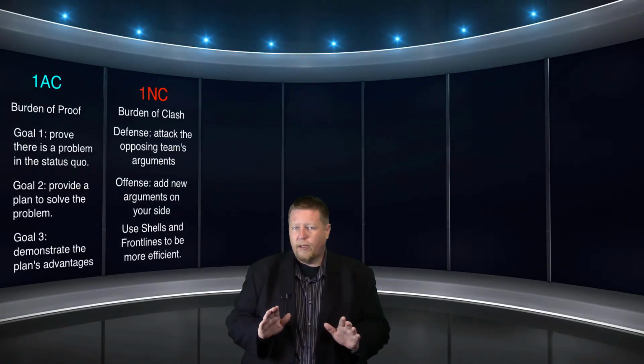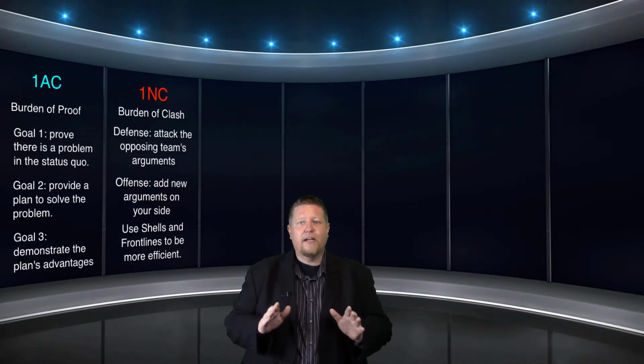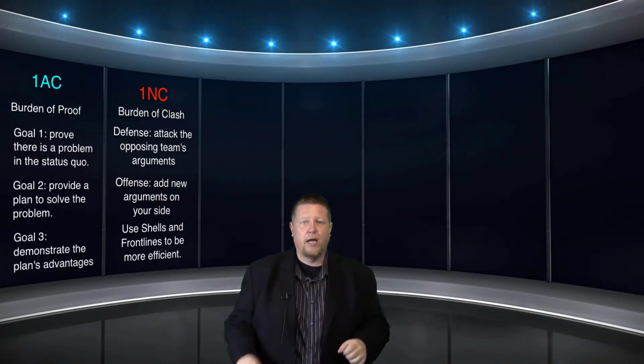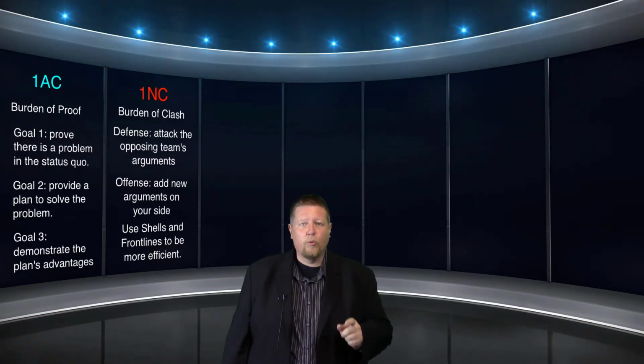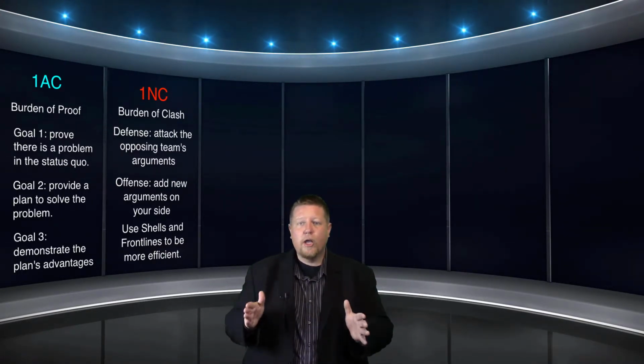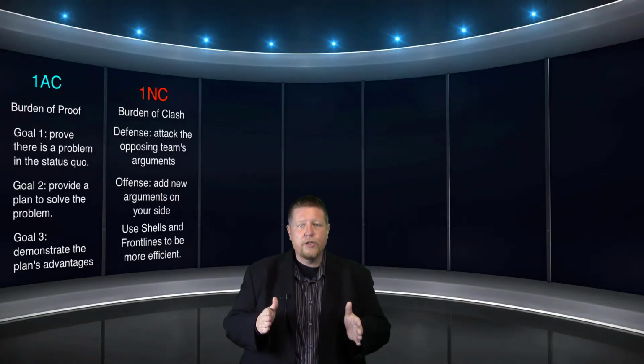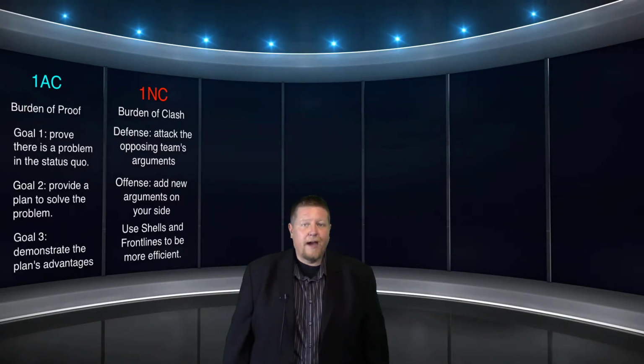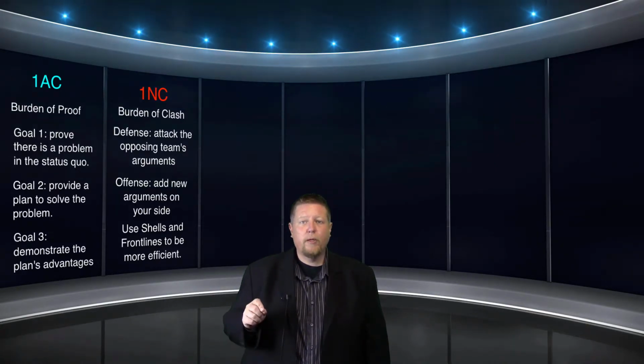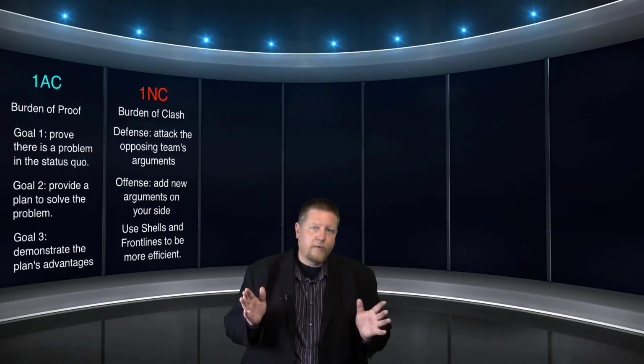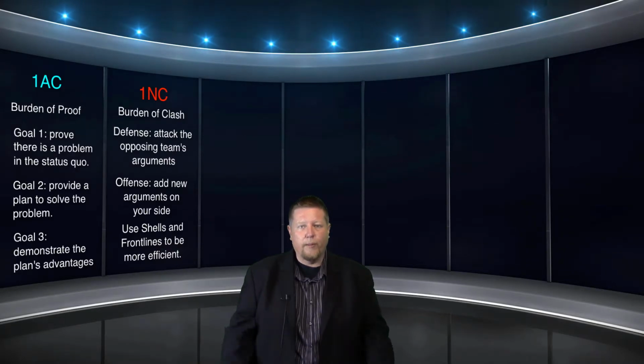Whether it's a shell or a front line, it's a pre-written argument with evidence that contains only the basic building blocks of the argument. Because they're pre-written and because they can be as short as possible while still making the full argument, shells and front lines are efficient and organized, and they let you make more arguments. So a prepared 1N can read 5 to 6 shells in 8 minutes. He or she probably wouldn't read too many front lines since the affirmative hasn't yet responded to any negative arguments.